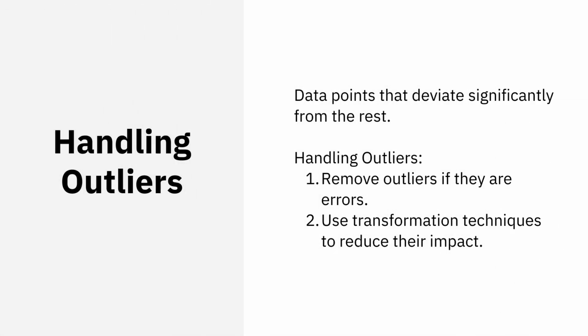Outliers are extreme values that can distort your analysis. They might indicate data errors or represent valid but rare events. Depending on the context, you may remove them or apply transformation techniques like log transformation to reduce their influence on your analysis.